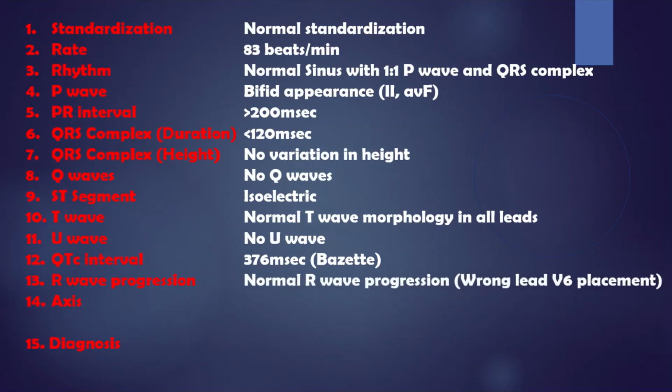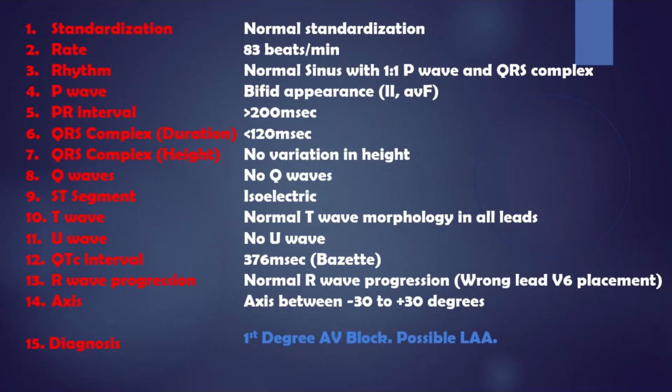Normal R wave progression, with maybe some wrong lead placement of V6. The axis was anywhere between -30 to +30 degrees. What's the final diagnosis? A first degree AV block and a possible left atrial abnormality. If you go through these 14 things repeatedly, you will not miss anything.